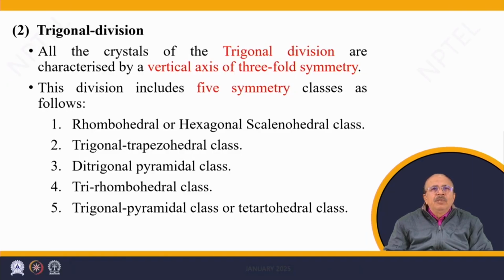Now this is the second division of hexagonal system, that is trigonal division. All the crystals of the trigonal division are characterized by vertical axis of threefold symmetry. This division includes 5 symmetric classes as rhombohedral or hexagonal scalenohedral class, trigonal trapezohedral class, ditrigonal pyramidal class, trirhombohedral class, trigonal pyramidal class or tetrahedral class.